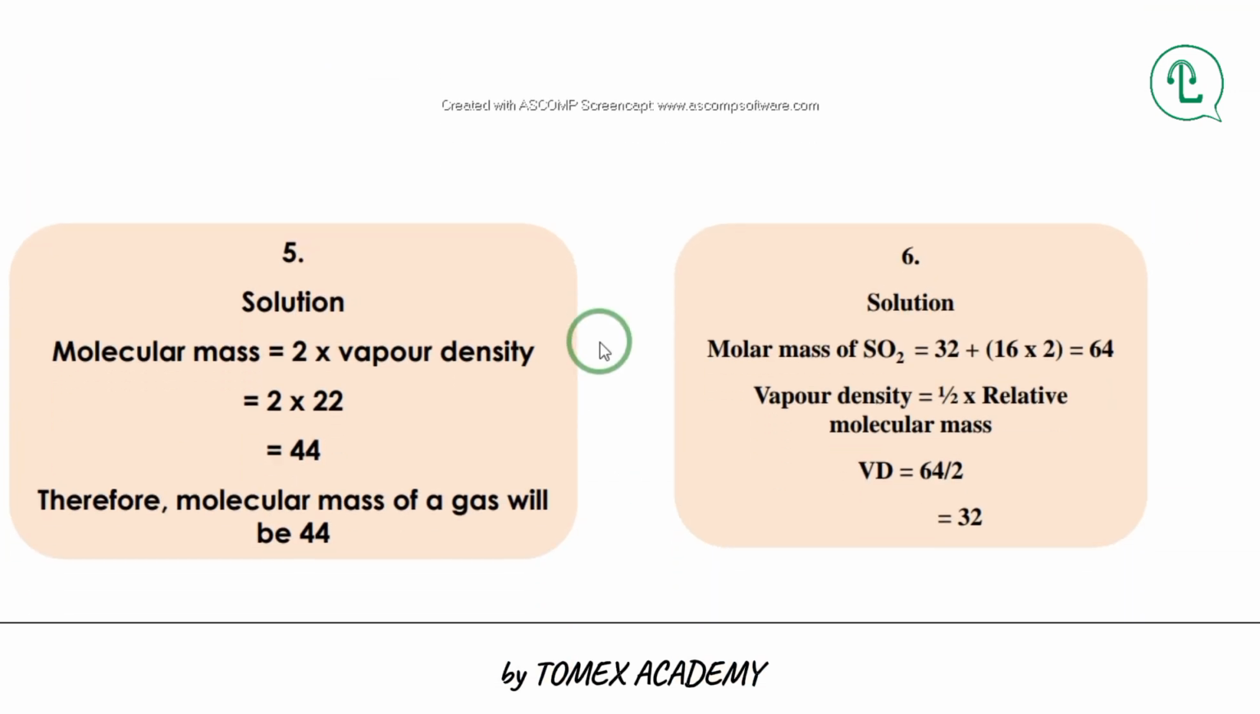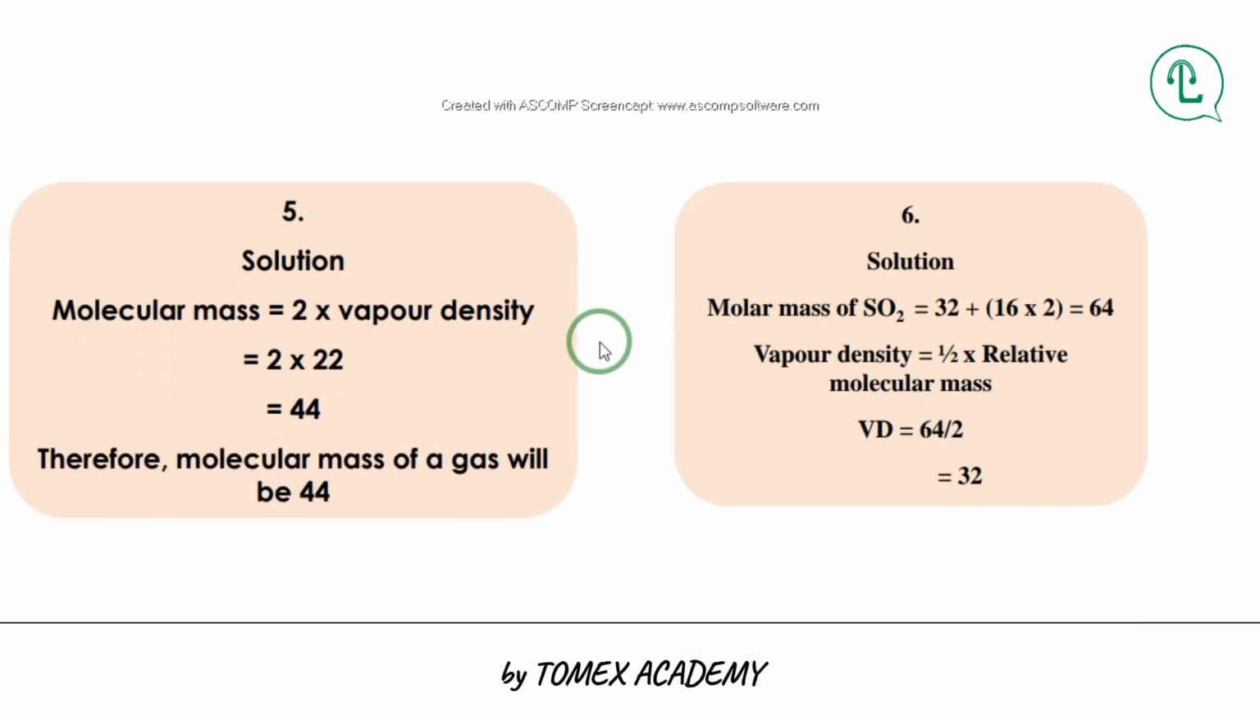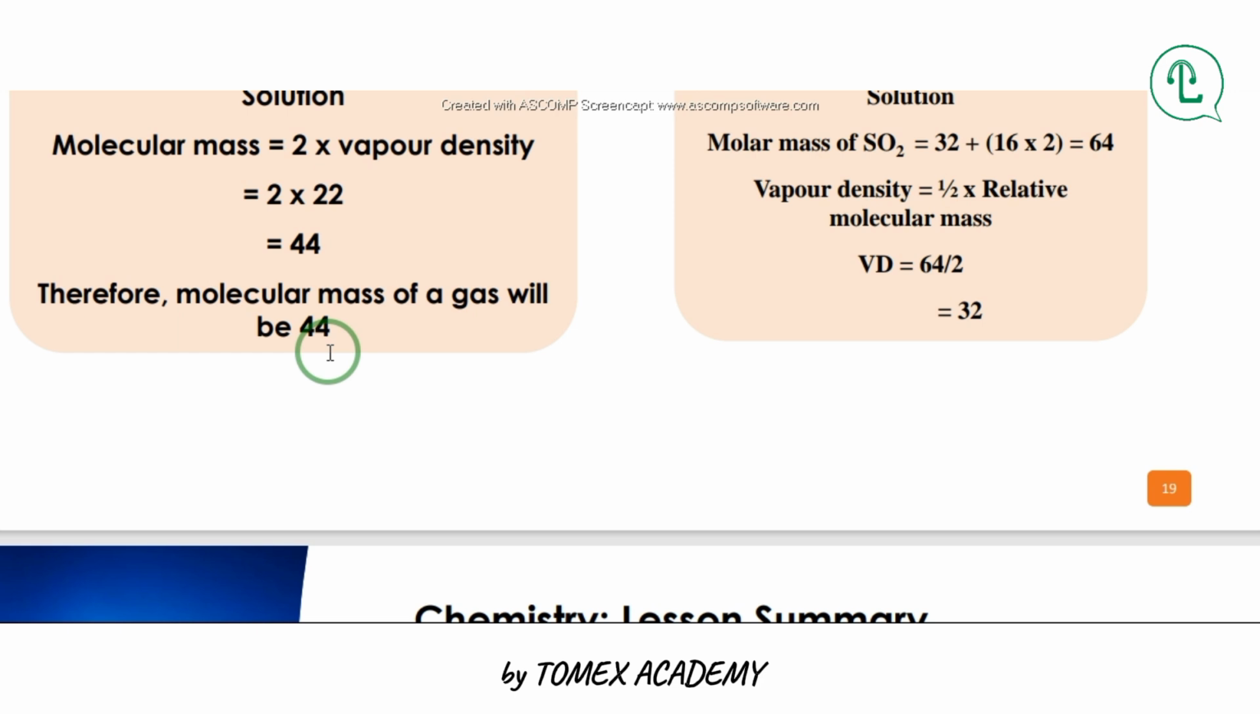Question number 5 is even more straightforward. Molecular mass, from the last part on vapor density, in the workings I showed you earlier, molar mass is twice vapor density. And the question has given you vapor density, just multiply by 2. And we have 44. This question is simple, but you have to be careful.